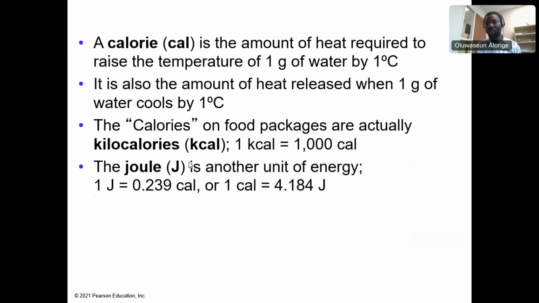Right. Now, a calorie is the amount of heat that is required to raise the temperature of 1 gram of water by 1 degree Celsius. It's also the amount of heat released when 1 gram of water cools by 1 degree Celsius. Now, the calories on food packages are actually kilocalories. Kilo means 1,000, so a kilocalorie is 1,000 calories. And energy is also measured in joules. So 1 calorie is equivalent to 4.184 joules.